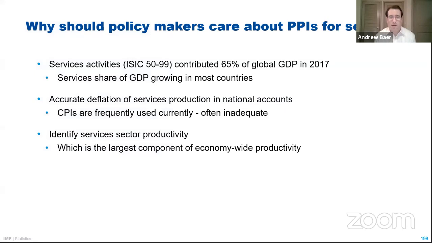And we expect they probably will continue to grow over the long term. Accurate deflation of services production in the national accounts is critically important. And while CPIs can be effective for certain activities, for other things like freight transportation and warehousing and professional services, a lot of the activities that you are planning to cover in the future, the CPI cannot serve as an adequate deflator for those activities.